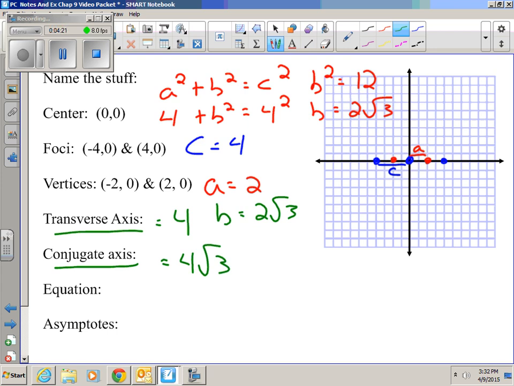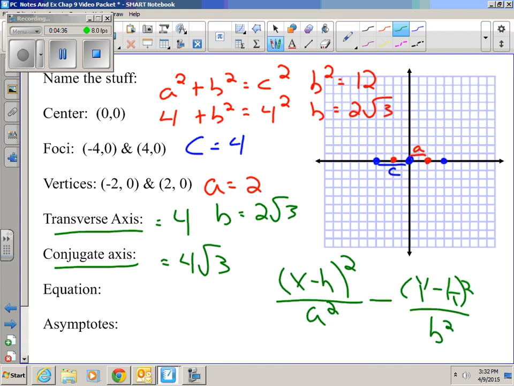Our equation is found, again, by doing x minus h squared over a squared minus, this time, y minus k squared over b squared, and all that is equal to 1. In this particular case, our h is 0, our k is 0, our a is 2, and our b is 2 root 3.